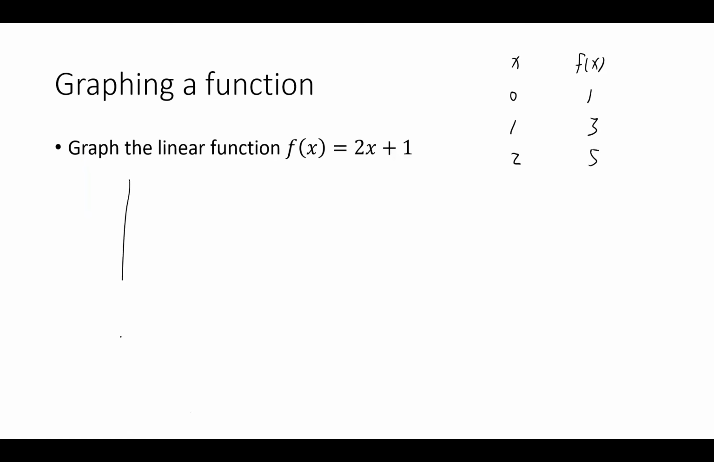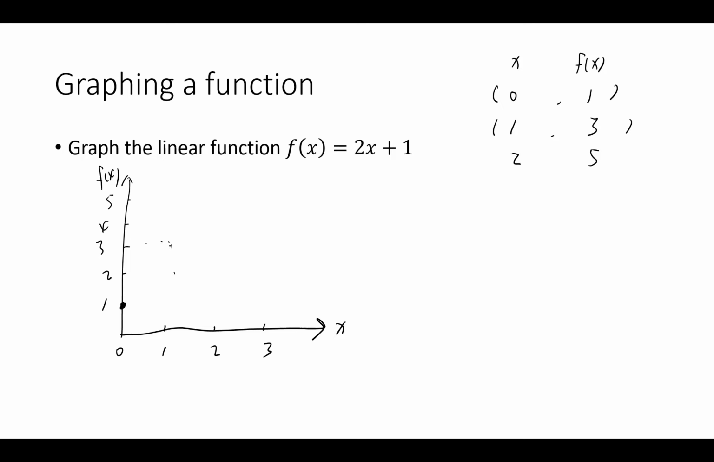So naturally, if we draw a coordinate system, this is x, this is f of x, then we can mark 0, 1, 2, 3, and 1, 2, 3, 4, 5. So now let's draw each point exactly as they are. The first point is 0, 1. So I take 0, I take 1. So this is the first point. Second point, I have 1, 3. So 1, 3 goes to here, right? And the third point, 2, 5.